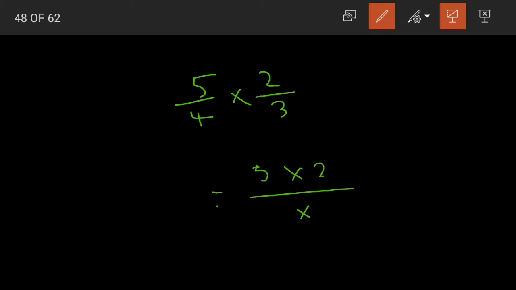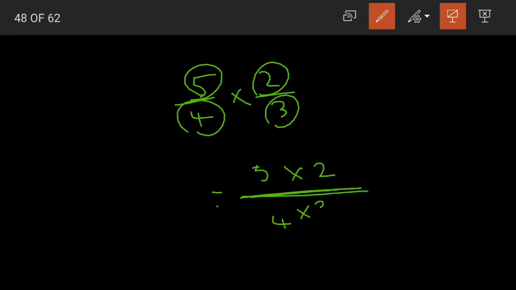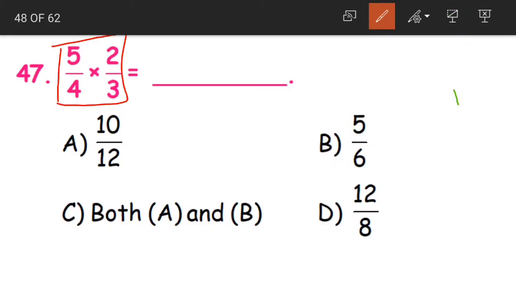The numerators are 5 and 2, multiplying them, divided by multiplying the denominators 4 and 3. 5 into 2 is 10, divided by 4 into 3 is 12. 5 2s are 10, 4 3s are 12. So 10 by 12 is our answer, that is option A.